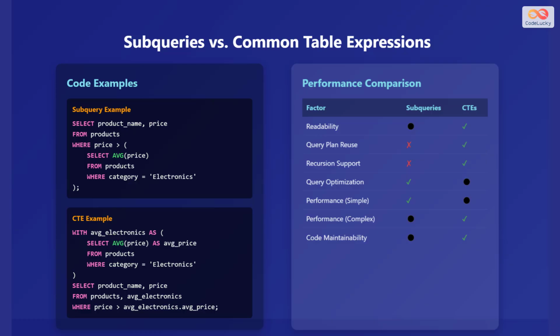In terms of readability, subqueries are neutral whereas CTEs are better. In terms of query plan reuse, subqueries are not as good as CTEs. In terms of recursion support, subqueries do not provide support whereas CTEs do. With regards to query optimization, subqueries are better, but in terms of code maintainability, CTEs are much better.